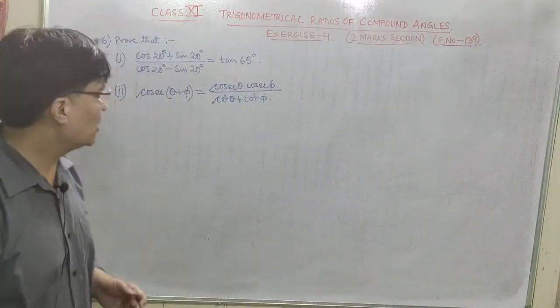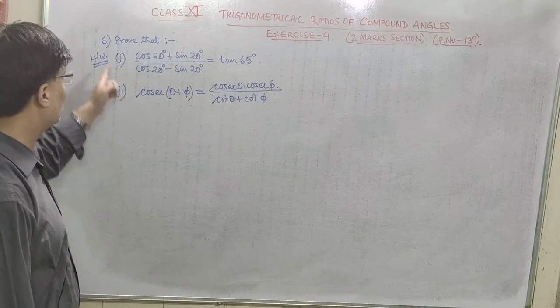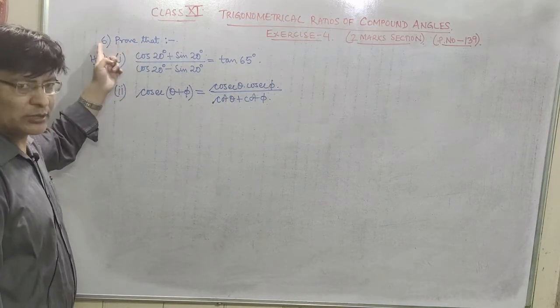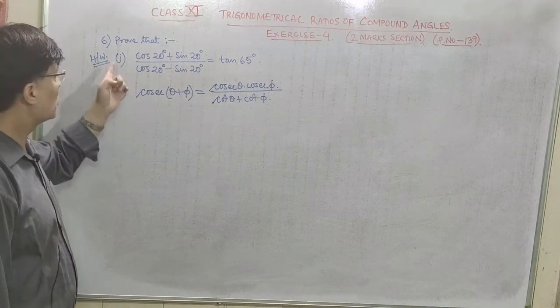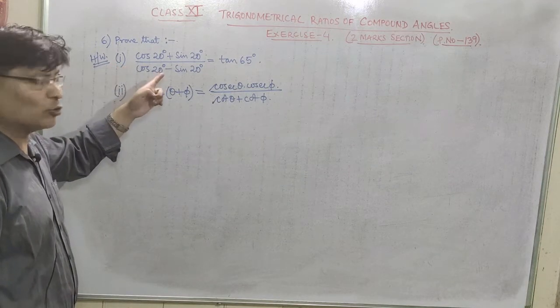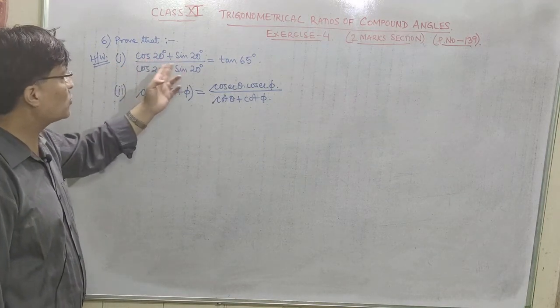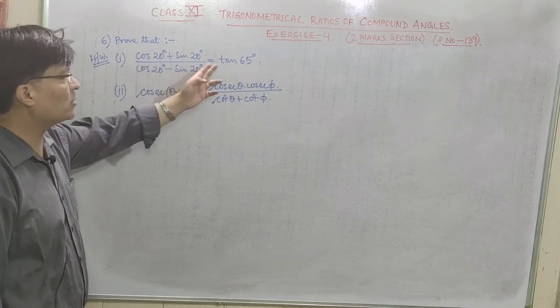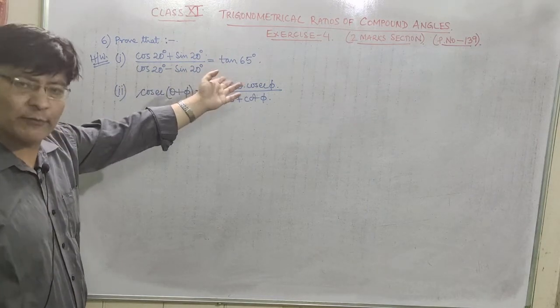So now we'll do the next question, that is question number 2. Let's do 6. Number 6, prove that question number 2. Question number 1 is your homework. You can do it at home. Cos 20 plus sin 20 divided by cos 20 minus sin 20 is equal to tan 65 degree. You can prove it from right hand side also.